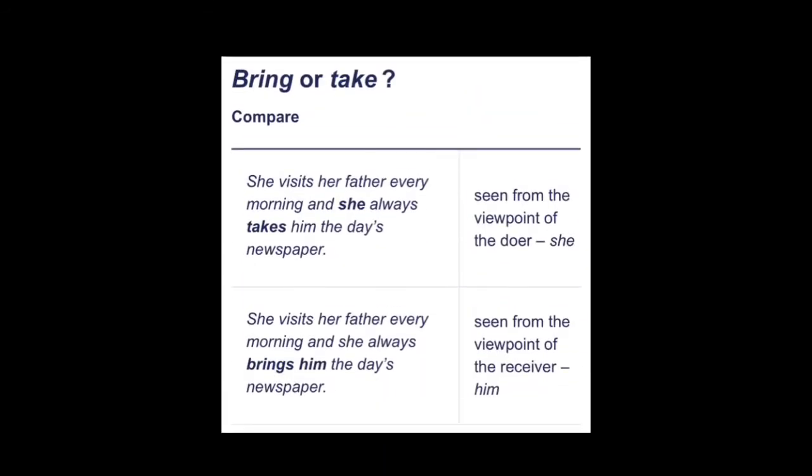Now, I'll be talking about the comparison between the words bring and take. The first sentence is for the word take. For example, she visits her father every morning and she always takes him the day's newspaper. This sentence is seen from the viewpoint of the doer, which is she. That's why this sentence uses the word take.